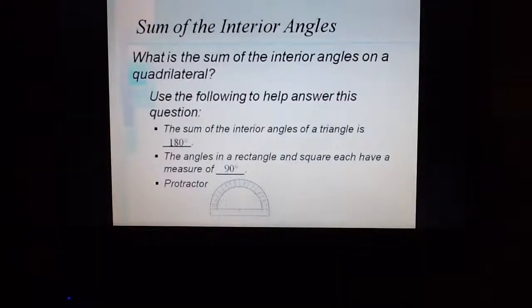Using all of that, you should come up with the thought that the sum of the interior angles on a quadrilateral add up to 360 degrees. And that's the same for every quadrilateral, no matter what type. For every single quadrilateral, the sum of the interior angles equals 360 degrees.